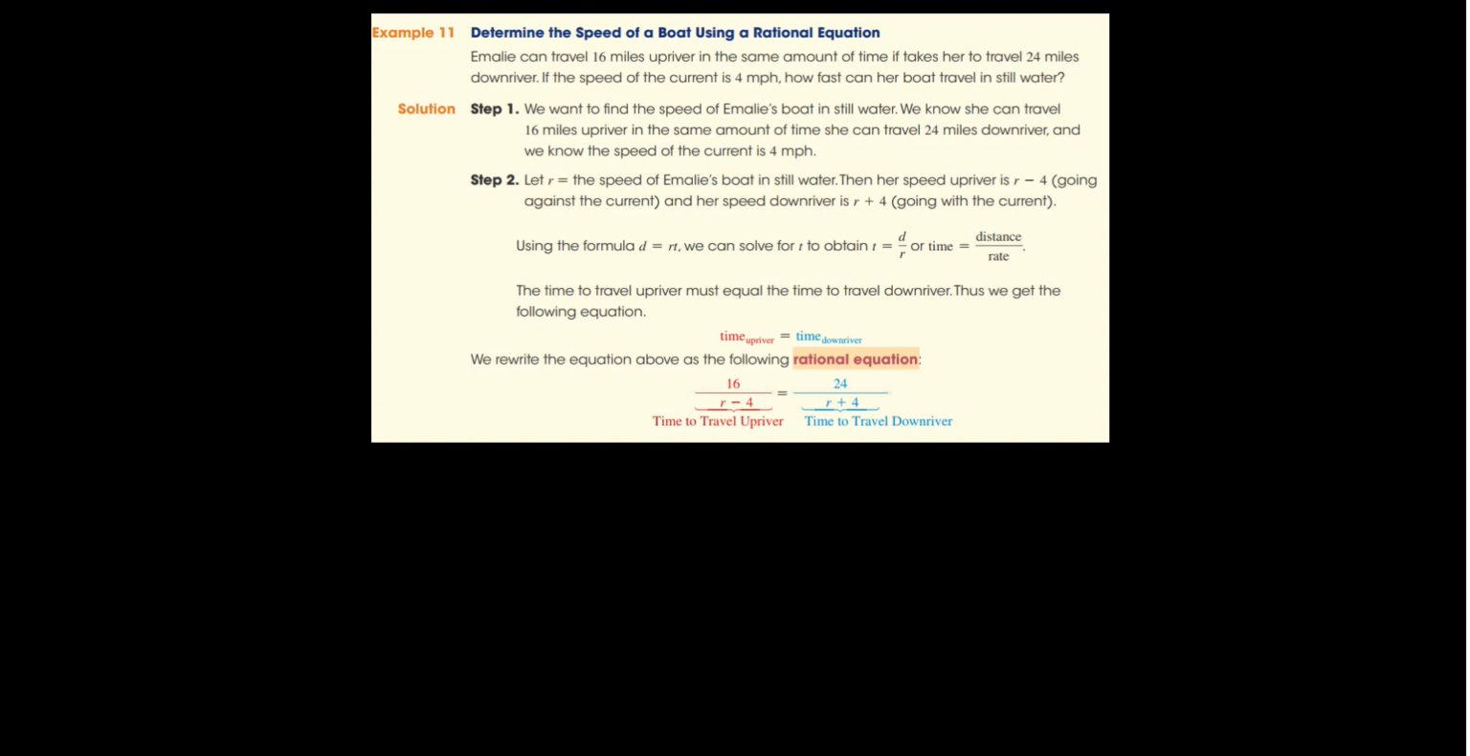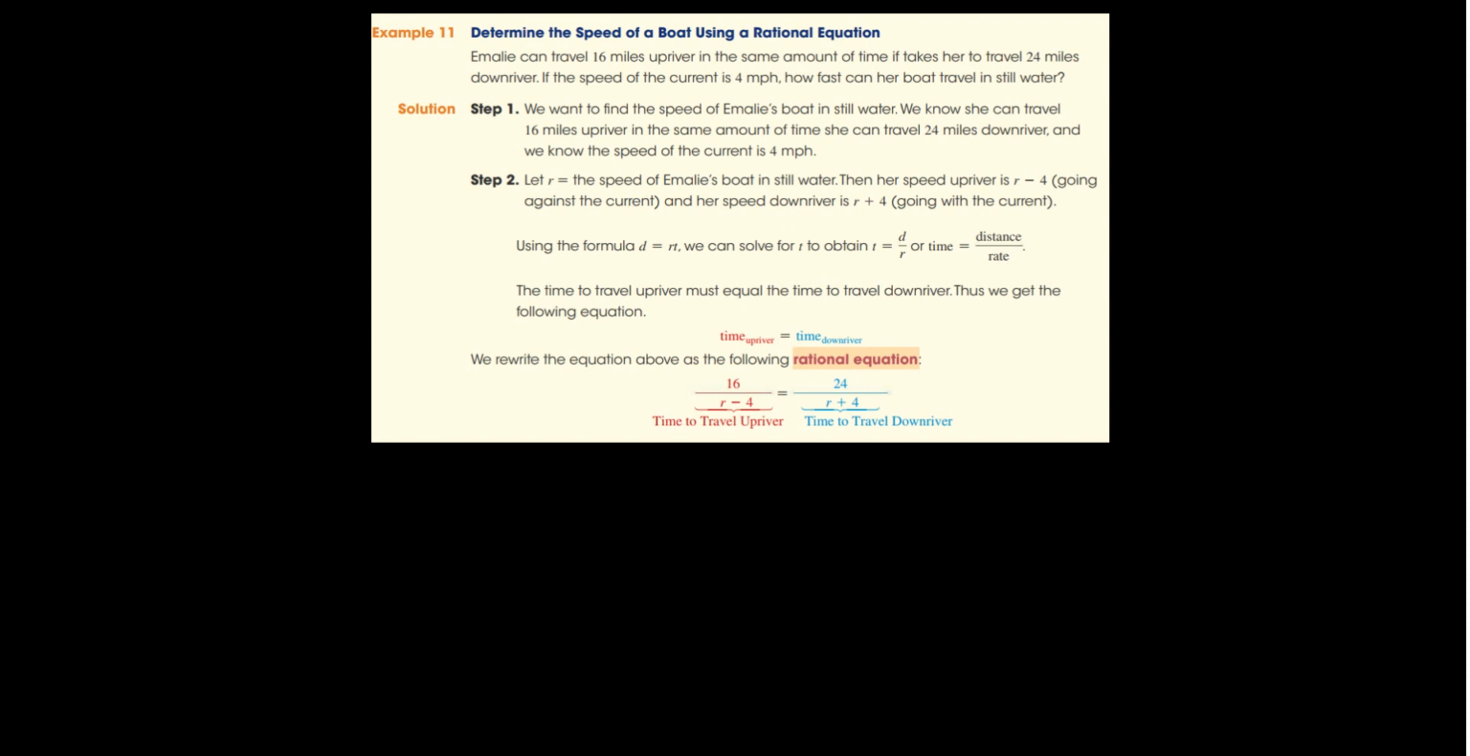Okay, so we can see there's not necessarily a table here, but what we're doing is we're equating the time upriver to the time downriver. And then from there, we'll figure out how fast her boat's traveling in the water. So she travels 16 miles upriver in the same amount of time it takes to travel 24 miles downriver, and we see the equation that we'd set up. And let's see, okay, here it is.